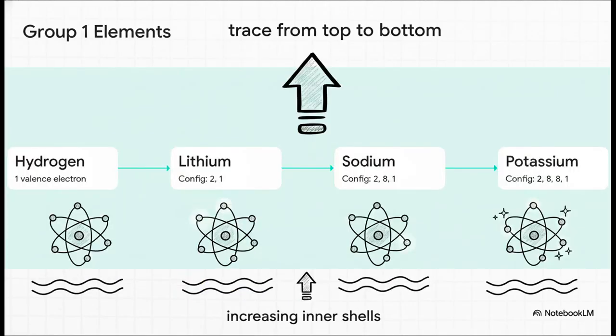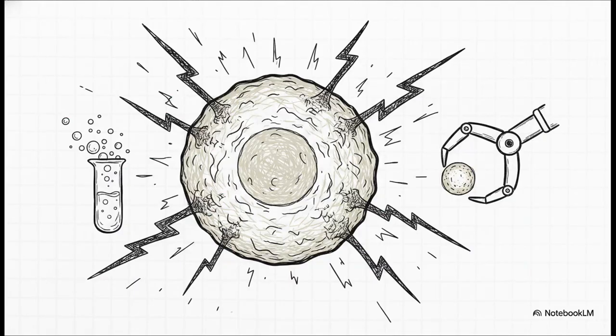Let's trace group 1, the family of alkali metals, from top to bottom to find our answer. Start with hydrogen. It has just 1 valence electron. Next, lithium has a configuration of 2-1. Then sodium is 2-8-1. And potassium is 2-8-8-1. See the pattern? This brilliantly illustrates that while the number of inner shells keeps increasing as we go down, the outermost valence electron count remains exactly 1 for the entire group. How cool is that?